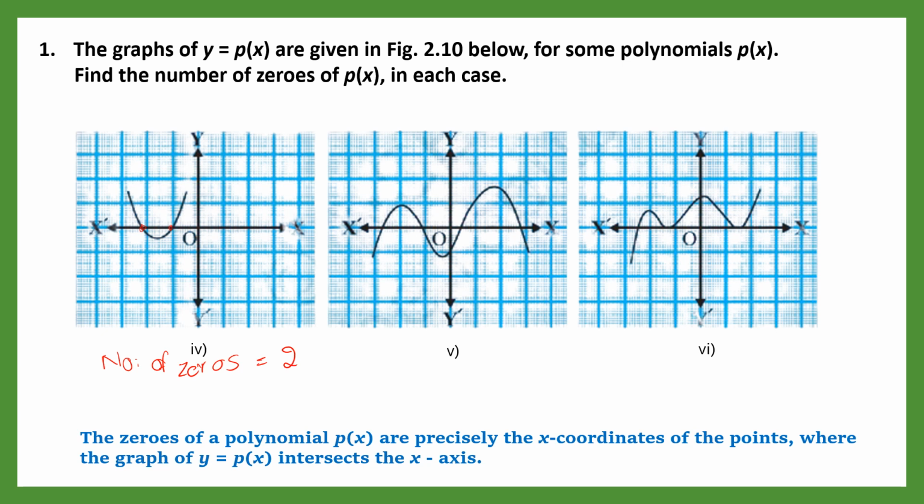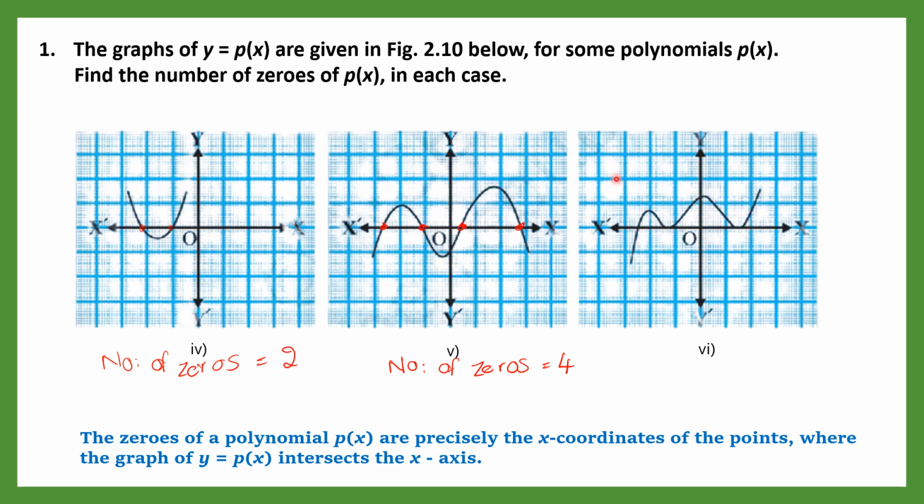When you observe this graph, it intersected at how many points? 1, 2, 3 and 4. It intersected at 4 points. This is the first point, second point, third point, fourth point. So the number of zeros is equal to 4. The x coordinates of these points are nothing but the zeros of this polynomial p of x.